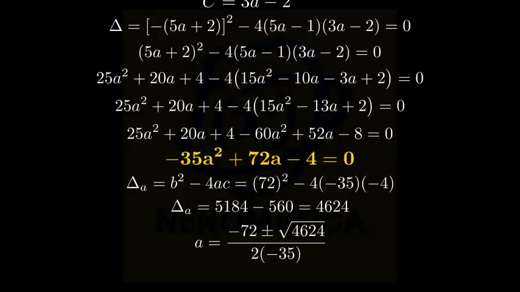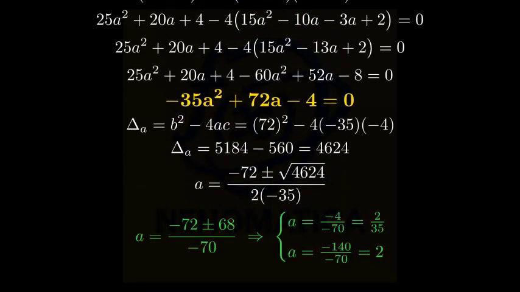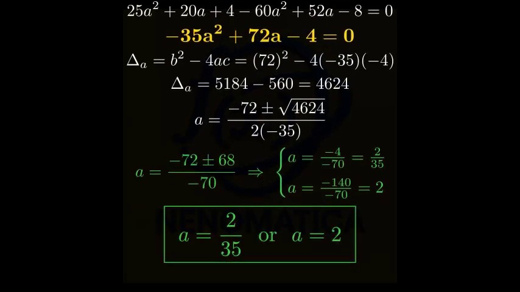Therefore, the quadratic has a double root exactly for a equals 2 over 35, or a equals 2.